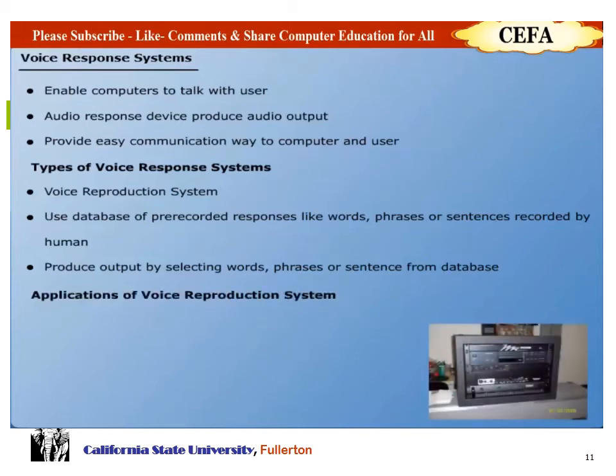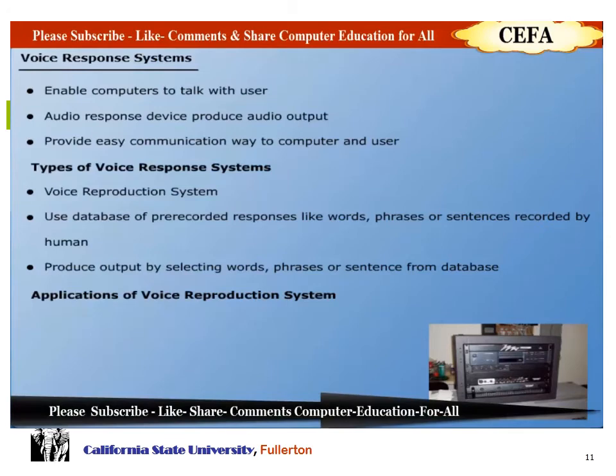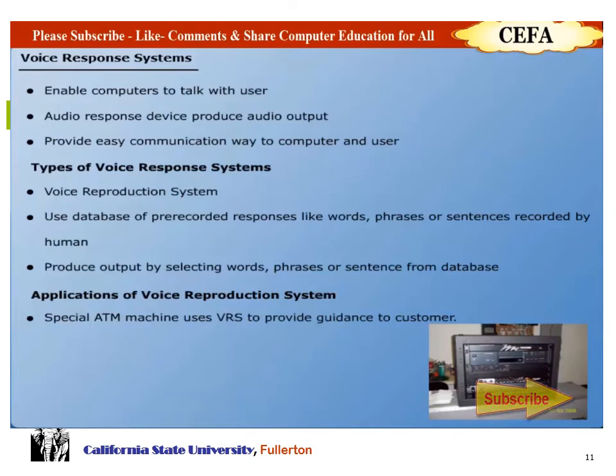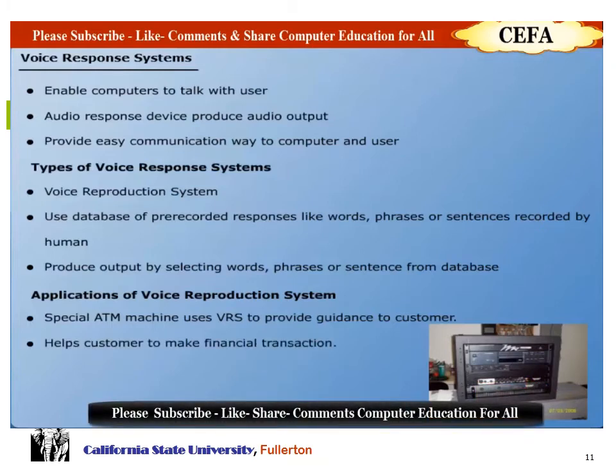Applications of voice reproduction system. The most familiar example of using a voice reproduction system is the special ATM machine, which uses it to provide systematic, step-by-step guidance to its customers. It helps the customers to make a financial transaction.